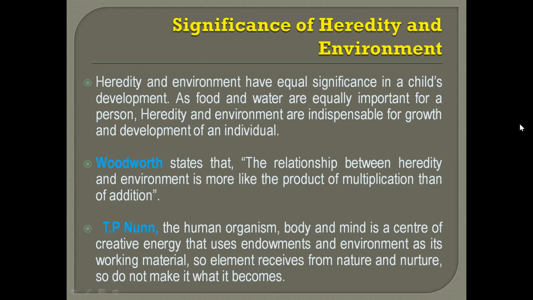According to Devinand, the human organism's body and mind is a center of creative energy that uses endowments and environment as its working material. So an element receives from nature and nurture, so do not make it what it becomes. Devinand says that environment is nothing but a process under suitable conditions to change the shape of raw materials, just like a potter does while making toys out of mud. And human behavior is the product of heredity and environment. Hence, both are equally important.